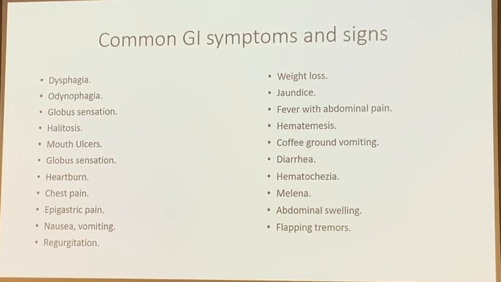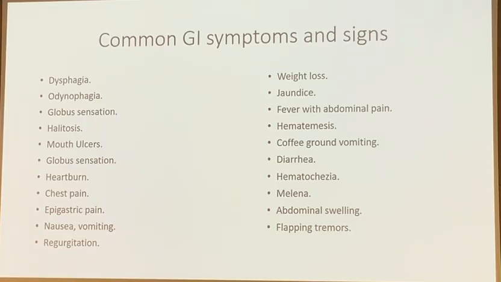Halitosis is bad breath, mouth ulcers, which come with many diseases such as connective tissue diseases or GI diseases. Heartburn, what you mentioned, is the burning sensation retrosternally. Chest pain is a pain in the chest, epigastric pain, nausea, vomiting, regurgitation, and differentiate between regurgitation, please, and vomiting.